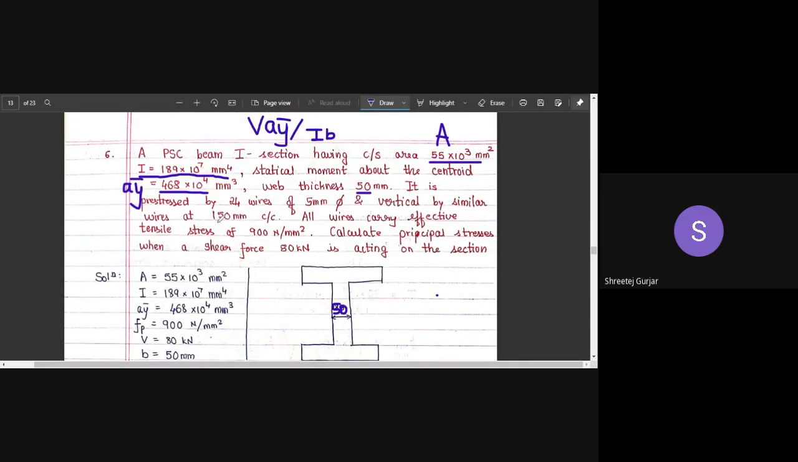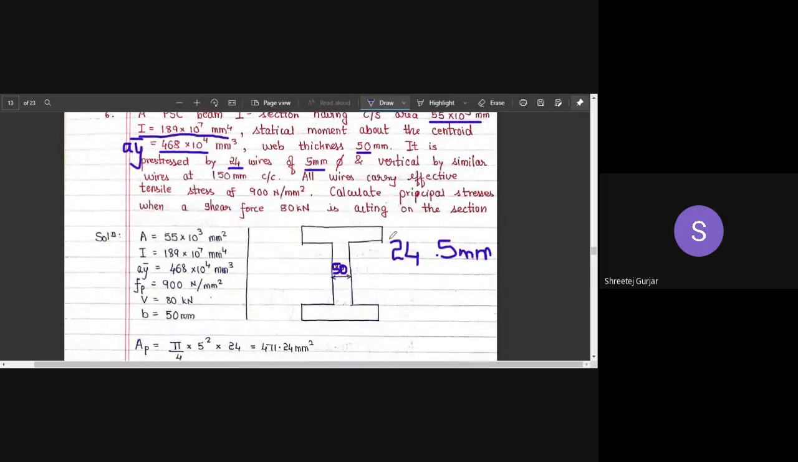Web thickness is 50. It is pre-stressed by 24 wires of 5 mm dia and vertical by similar wires. So we have 24 horizontal pre-stressing wires of 5 mm dia each, and also similar wires in the vertical direction, applied as pre-stress in the vertical direction. Okay, and they are spaced at 150 mm center to center. So the number of wires is not given. They have told us that we are using the same 5 mm dia bars, spaced at a distance of 150 mm center to center.